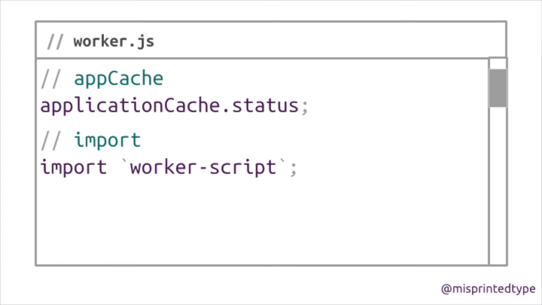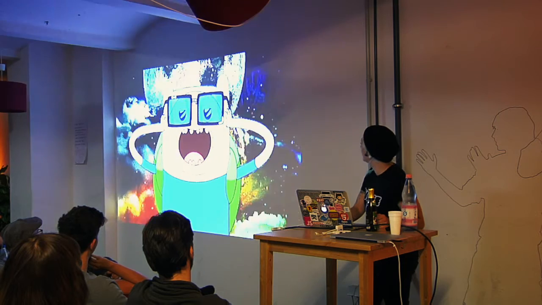Access the app cache. Keep that in mind for later, still need that. Import external scripts and spawn other workers. So, still lots we can use. So let's start.